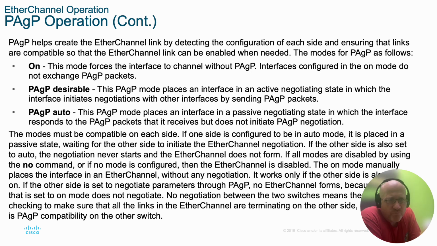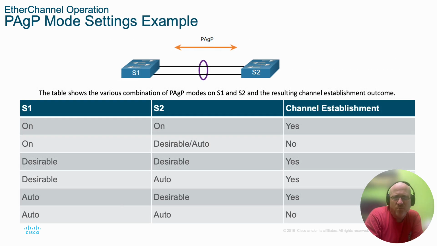PAgP has 3 modes. It's either on, so the Etherchannel will run without PAgP, and it will not exchange, or it's desirable, where it's looking to run with this, or it will auto negotiate. And the modes must be compatible on each side. So you need to set up whether it will make that connection.